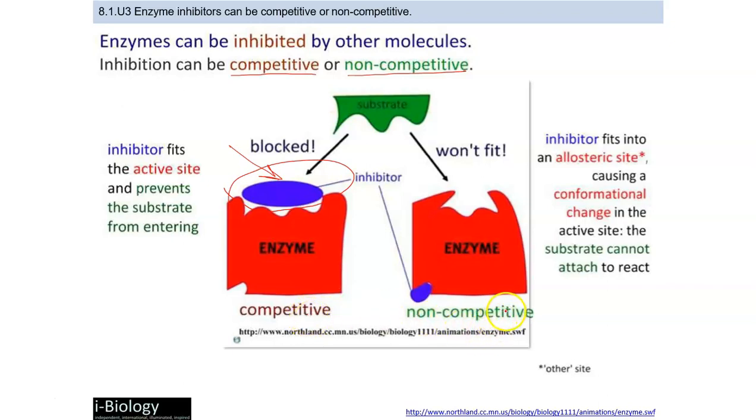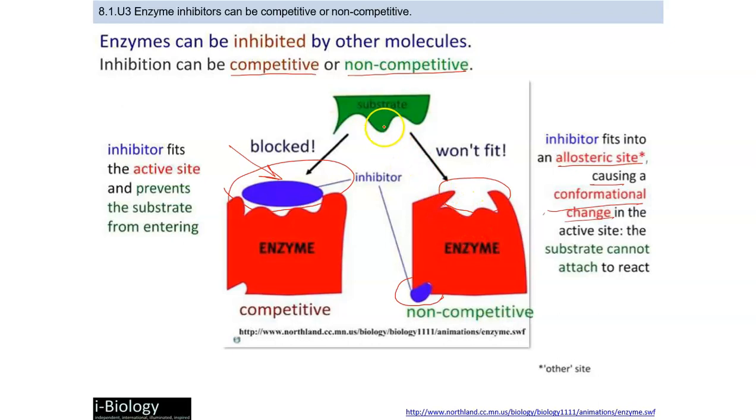What about non-competitive? In the case of non-competitive, the inhibitor fits into an allosteric site. What is an allosteric site? It's here. There is a site in other parts of the enzyme, and the inhibitor is going to fit with that site. And then what happens if the inhibitor fits in that site? It causes conformational changes. If you see here, the form will be changed.